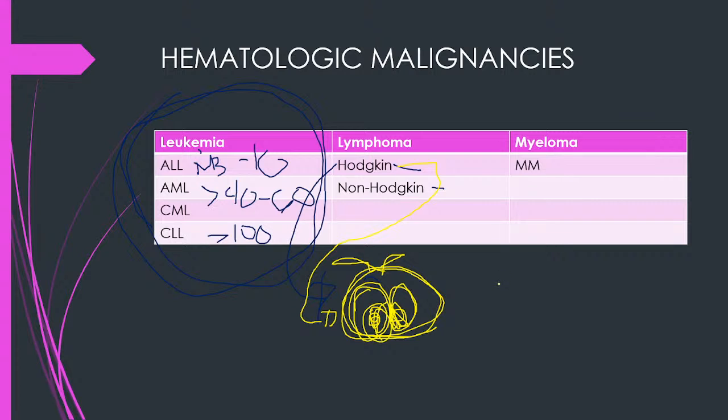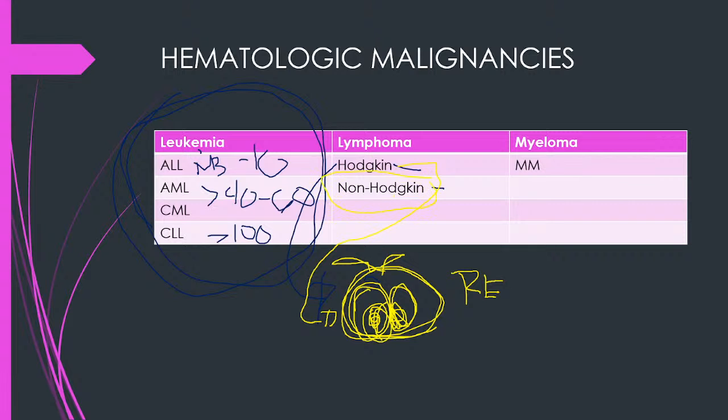Reed Sternberg, yes, correct. Who was that? I didn't see the name. Sorry. So with Reed Sternberg cells, automatically you would know that this is a Hodgkin type of lymphoma.